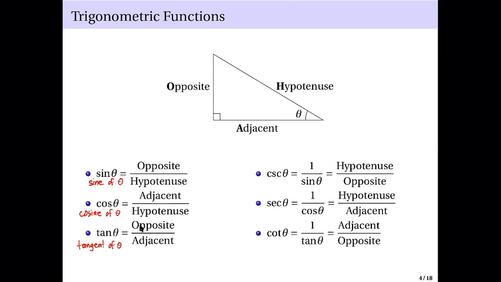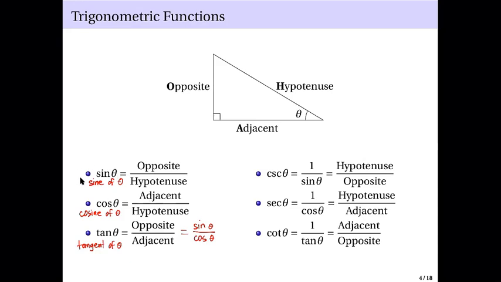If we look at this, you have opposite over adjacent. If we use only the two trigonometric functions, sine theta and cosine theta, the tangent theta is also equal to sine theta divided by cosine theta. So the value of tangent theta is also equal to the value of sine theta divided by the value of cosine theta.